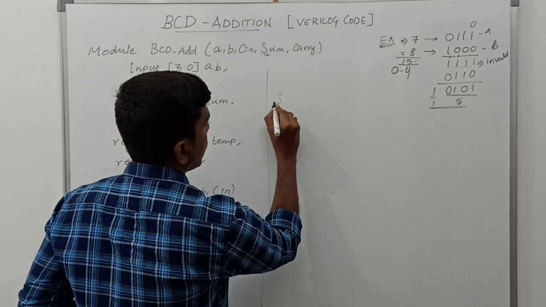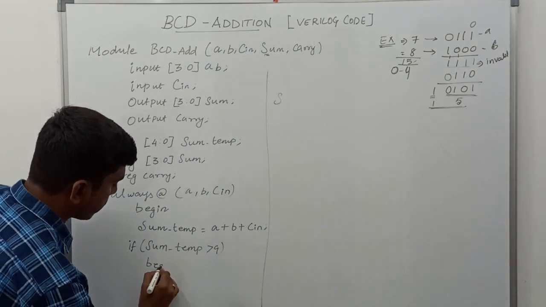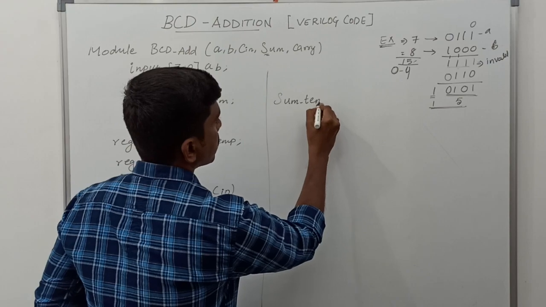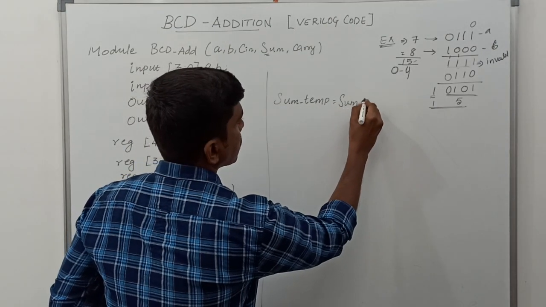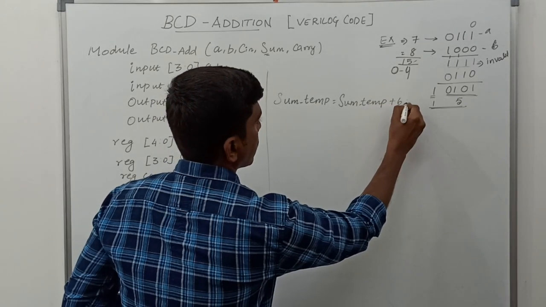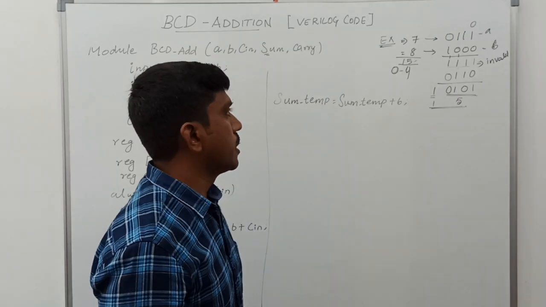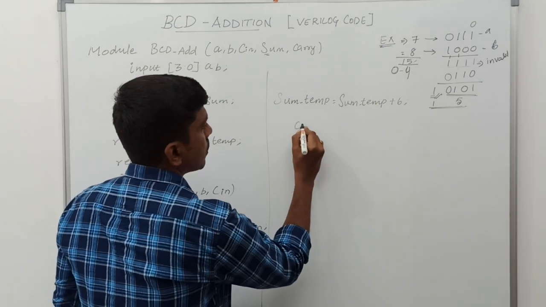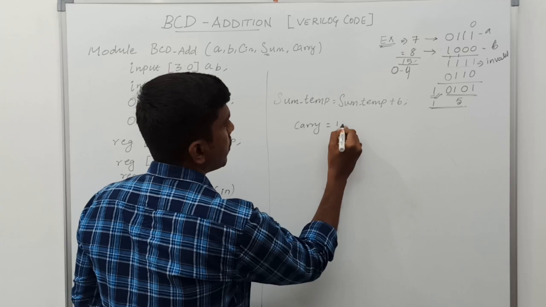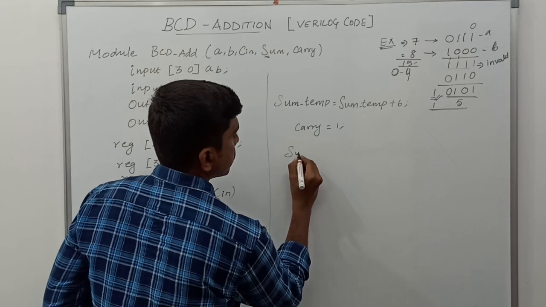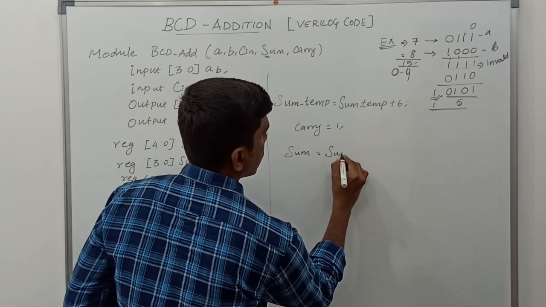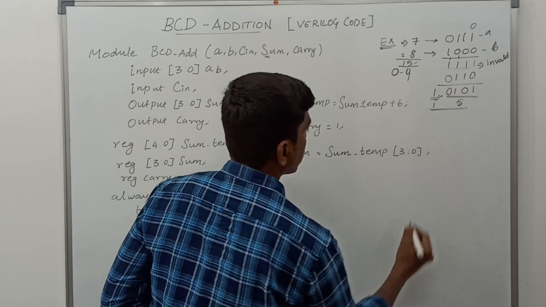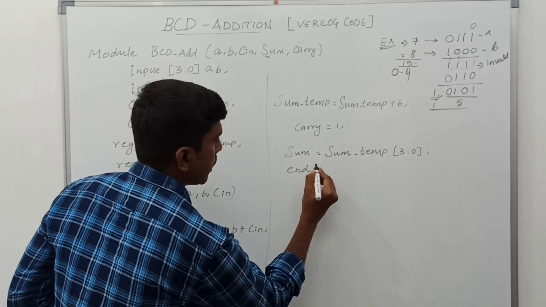So here you add the condition. Before that you use a begin statement. So begin, then sum temp equal to sum temp plus 6. You just add 6 to the result. After adding, it produces the carry value. So here carry is set to 1. Then sum equal to sum temp 3 to 0. Then you close the block with end.